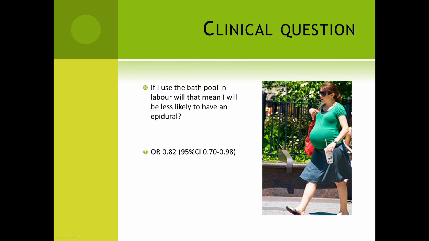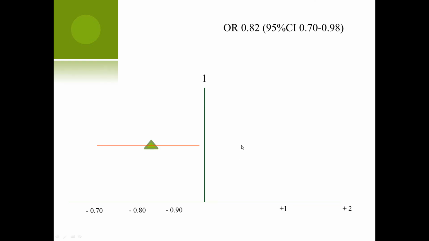So this is an example that we used at the beginning. If a woman asked you if she used the bath pool in labour, would that mean she's less likely to have an epidural? We understood that this part, the odds ratio, is telling us that she has less risk, but we need to more fully understand the confidence interval. So if we were to draw this one on the same sort of chart, I've got a bit of a different scale, but same idea. We've plotted the point estimate, which is 0.82 at here, and we've drawn in the confidence interval, which goes from 0.70 to 0.98, which is very close to 1, but it isn't 1, it's less than 1.